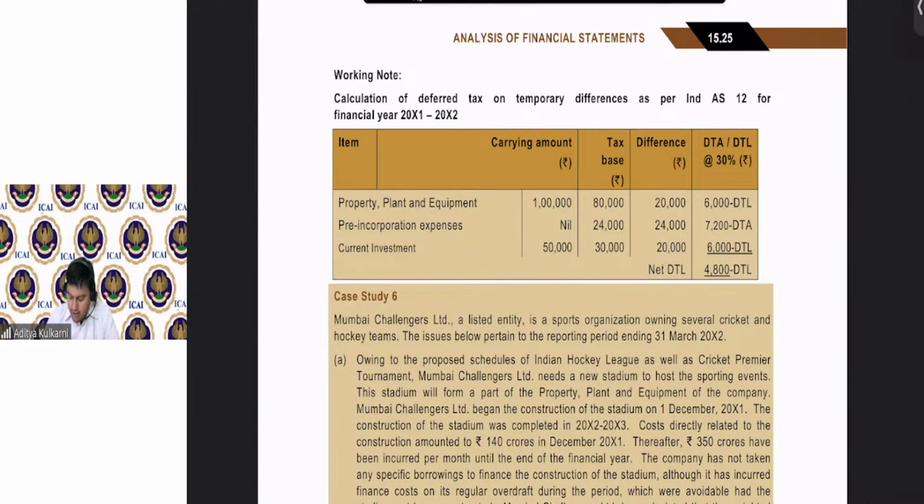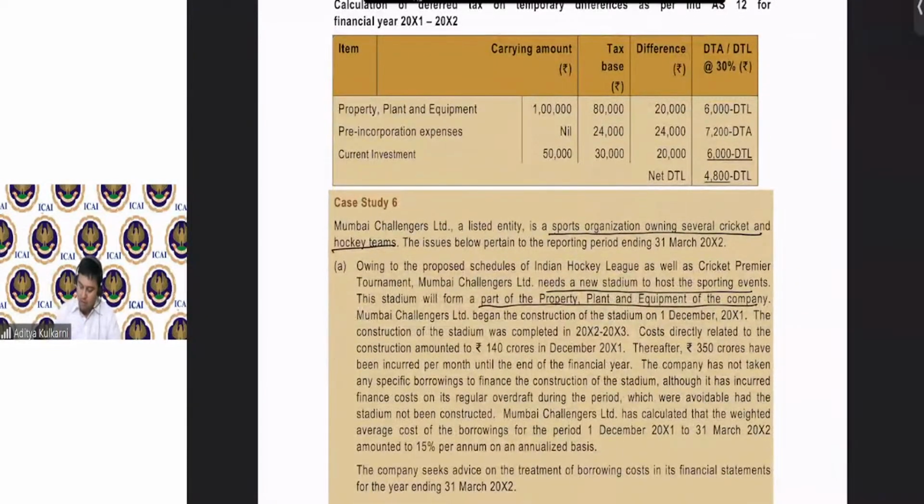Mumbai Challengers Limited, a listed entity, is a sports organization owning several cricket and hockey teams. The issues below pertain to the reporting period ended 31st March 20X2. Owing to the proposed schedules of the Indian Hockey League as well as the Cricket Premier Tournament, Mumbai Challengers Limited needs a new stadium to host the sporting events. This stadium will form a part of the property, plant and equipment of the company. Fair enough. Mumbai Challengers began the construction of the stadium on 1st December 20X1. The construction of the stadium was completed in X2-X3, that means the next year.